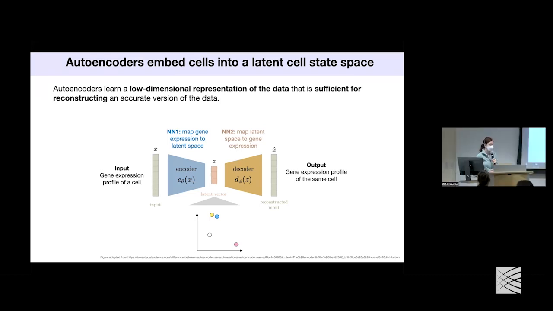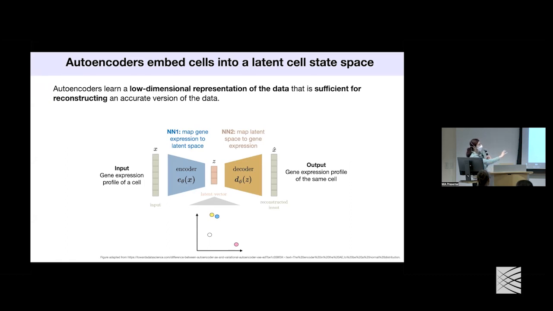Mm-hmm. Yeah, totally. And there was another question about how many genes we have. So usually what people do is they select for the genes that vary across the cells in the data set. So you usually end up with a few thousand, between 2,000 and 5,000 usually. Depends on the number of cells and so on.